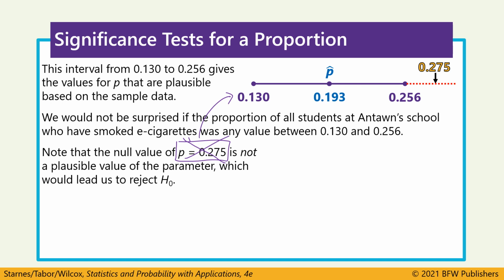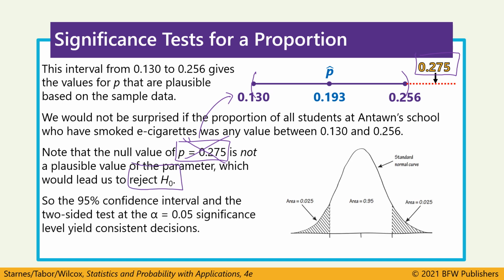So we can make these same conclusions, and we did back in chapter 8, right? When we're comparing what's inside this interval to something that's outside this interval. If it's outside the interval, we're going to reject it as an unreasonable estimate for that population parameter.